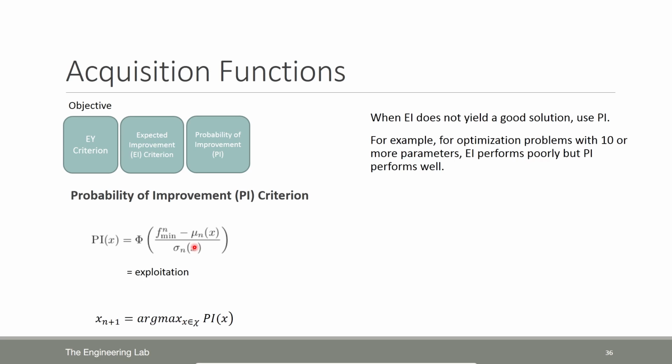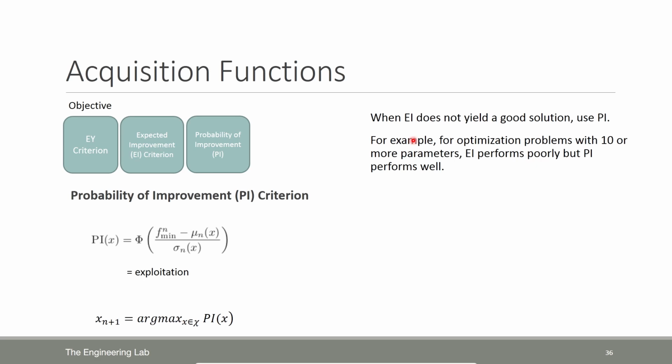Now, when would you use this exploitation criterion? You can use this when the expected improvement criterion does not yield a good solution. For example, if you're dealing with a problem with 20 variables or parameters, 20 parameters is a very large problem. With EI, you're going to be exploring a lot to find a good solution. With 20 parameters, your design space is very large. So here, when EI is going to be taking a very long time, you could switch and use PI.